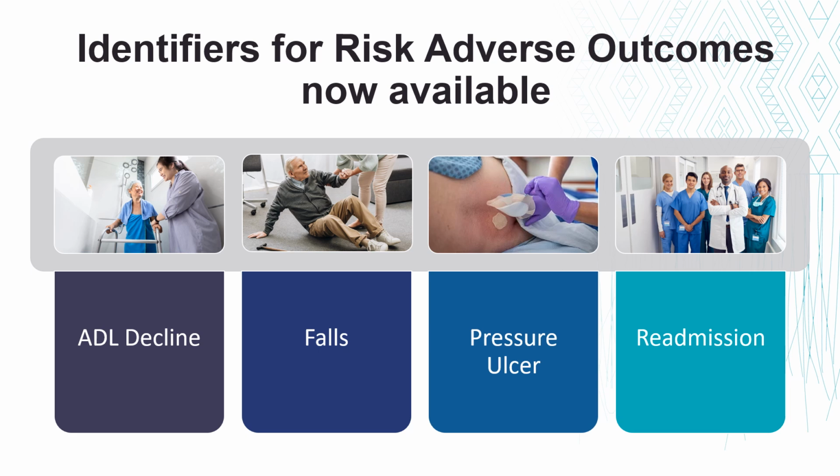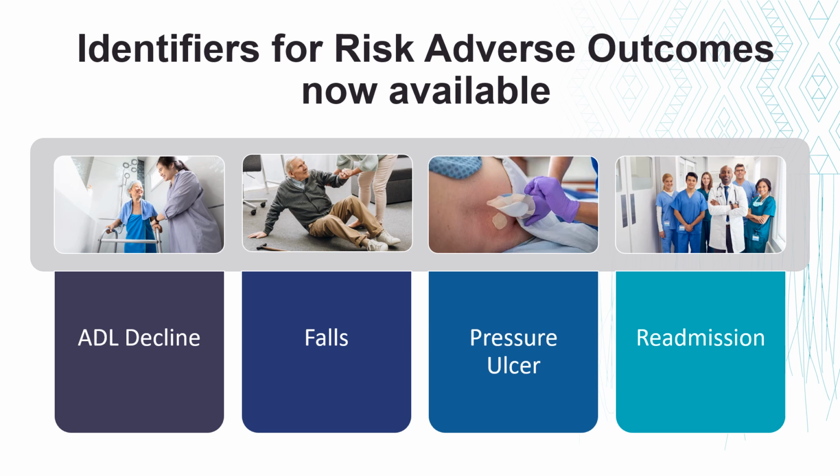The identifiers for risk adverse outcomes are now also available in the acute care assessment. These help identify the likelihood that an adverse event will occur in the future. There are 4 areas that we look at. The first is ADL decline. This looks at a person's risk of ADL decline and is scored by combining the activity of daily living short form scale and cognitive performance scale. A person's cognitive ability is a significant factor in rehabilitating after an acute hospital stay.